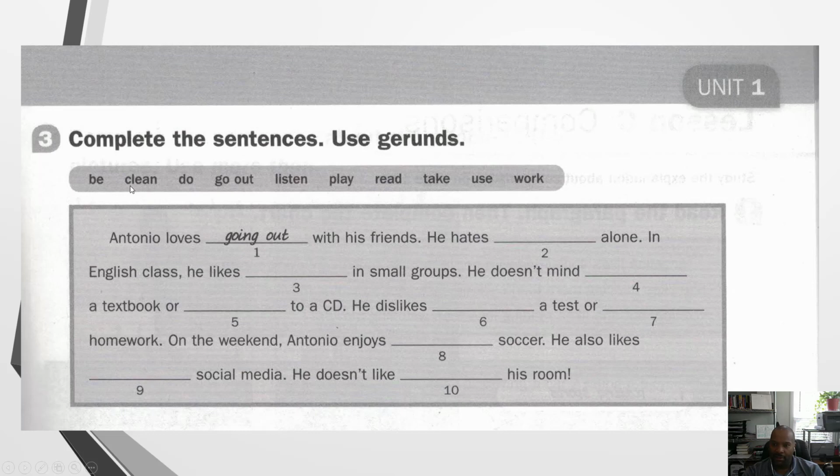clean, do, go out, listen, play, read, take, use, work.